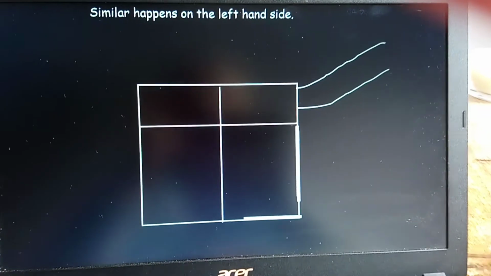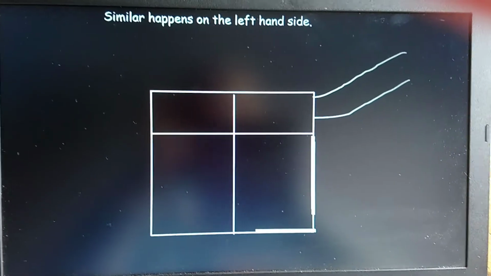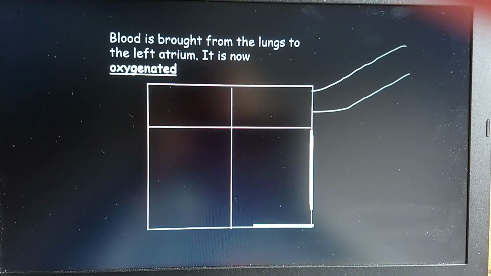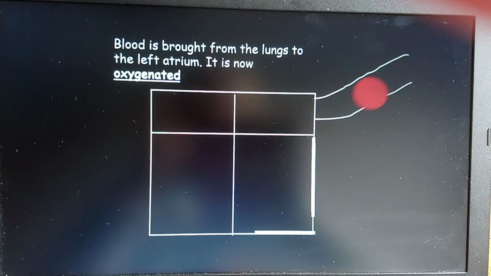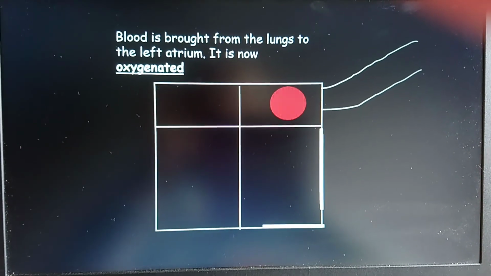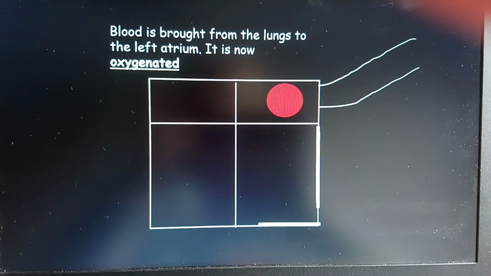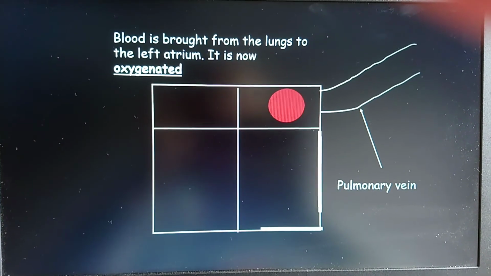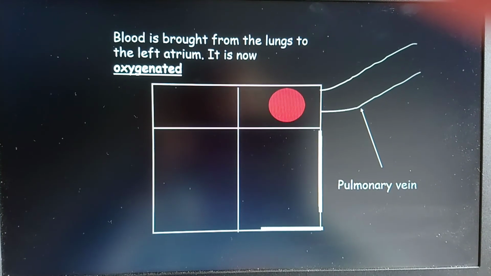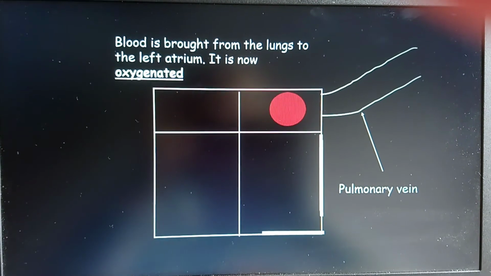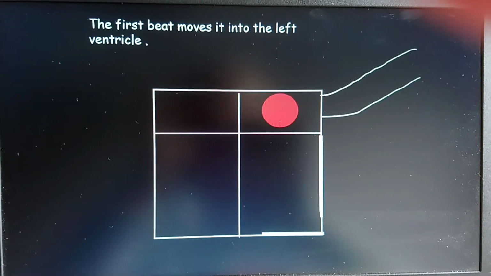All right, let's have a look at the other side now. Similar kind of picture, but this time we're going to use red. Okay, blood comes in from the lungs. It's oxygenated. We colour it in red just to signify that it's got lots of oxygen in it. It comes in through the pulmonary vein. Veins always go to the heart. This one comes from the lungs, pulmonary vein.